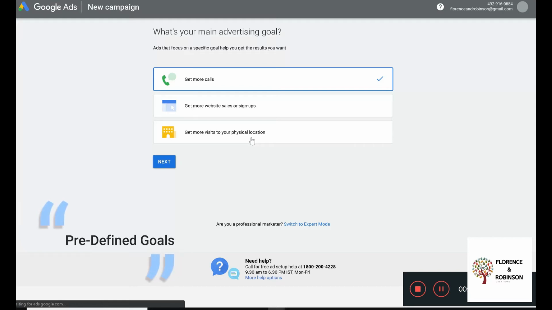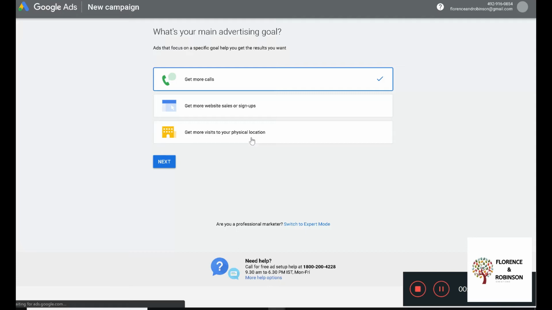I have 3 advertising goals listed here. One would be to get more phone calls. Second would be to increase my website traffic, website sales and signups. And third would be to get more in-store visits. It's important that you take time out and understand what your business is planning to achieve from these campaigns.